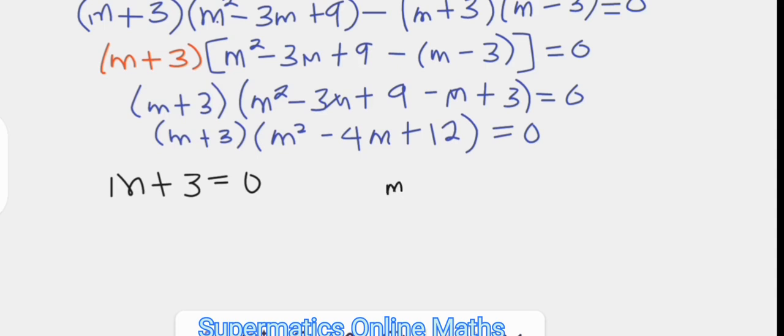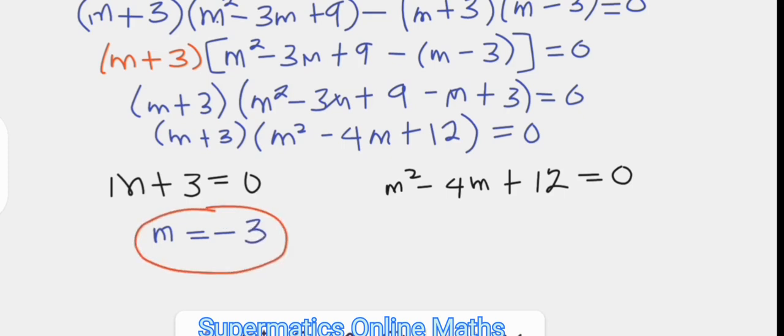and m squared minus 4m plus 12 equals 0 as the second root. Now for the first root, when m plus 3 is 0, then m is negative 3. And this is the first solution.